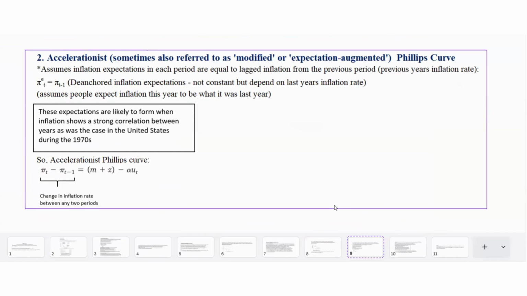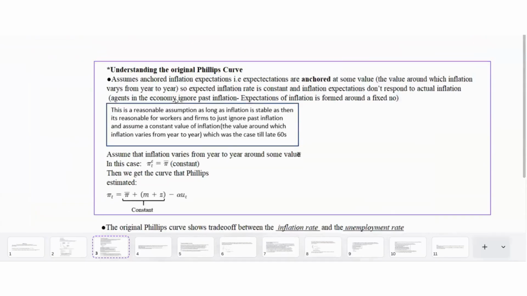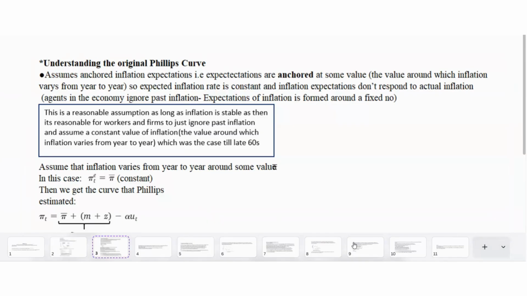Now, the accelerationist Phillips curve assumes inflation expectations in each period are equal to inflation from the previous period. So, they're equal to previous year's inflation rate. So, now pi t e is equal to pi t minus 1. If we go back to the original Phillips curve, remember we said the original Phillips curve assumes that inflation expectations are anchored, i.e. they are formed around some fixed number, where pi t e is equal to pi bar, where pi bar is the value around which inflation varies from year to year.